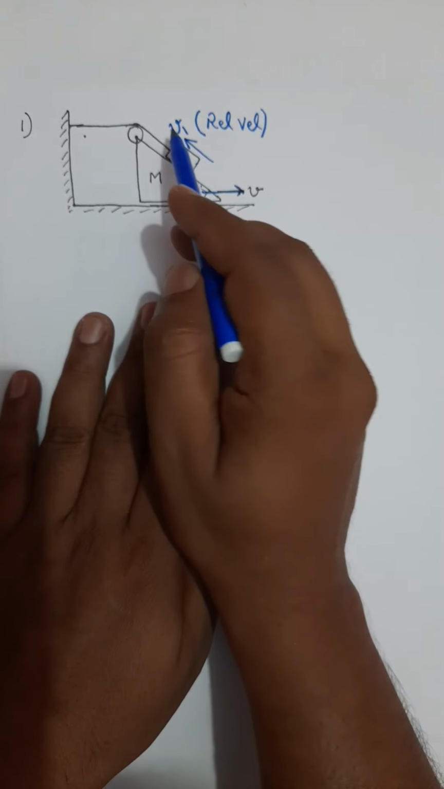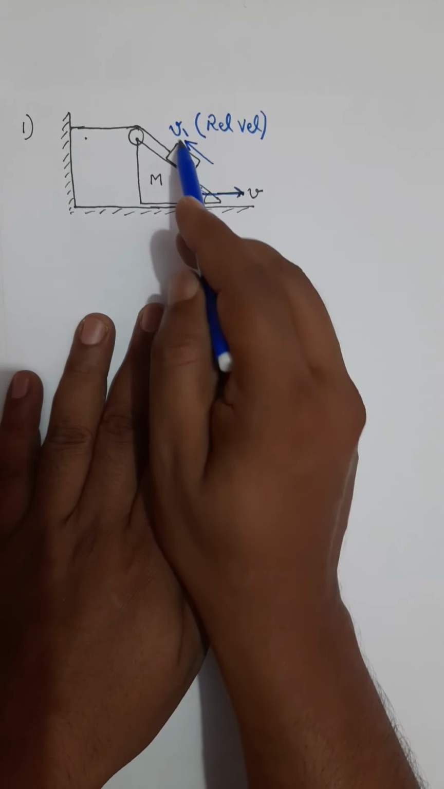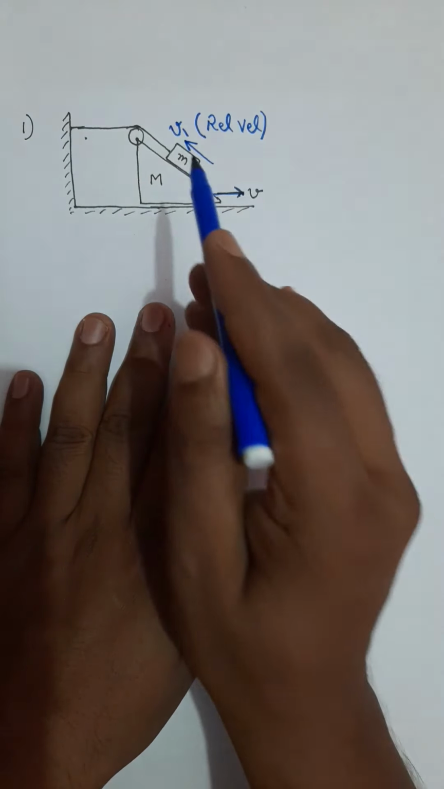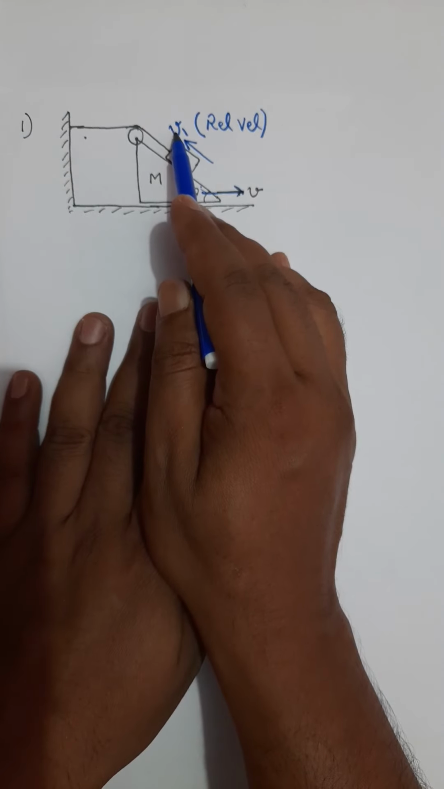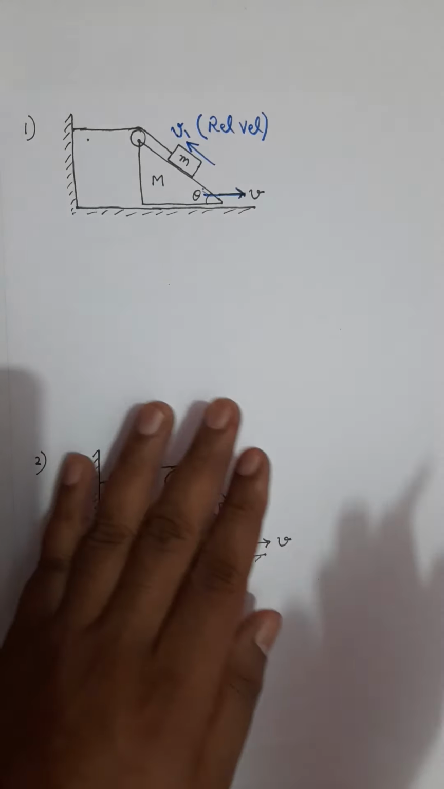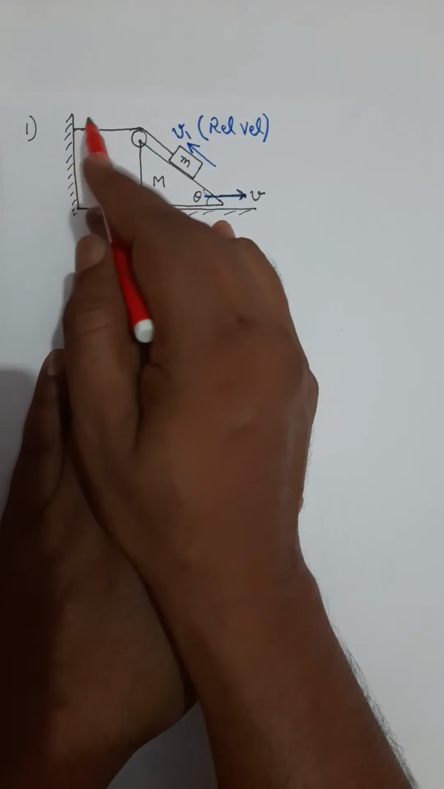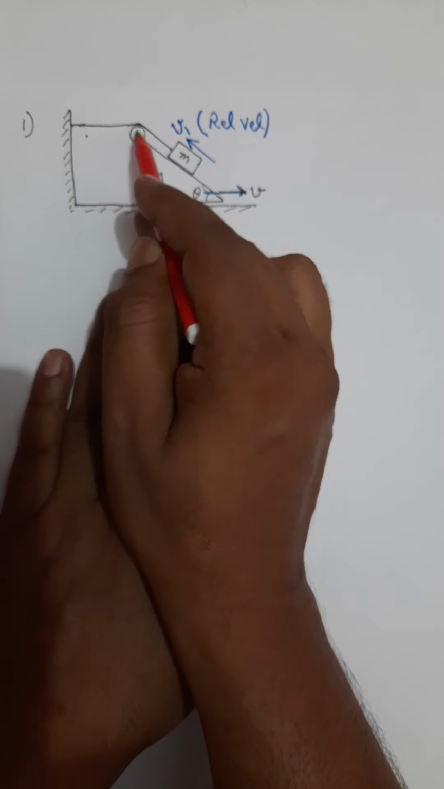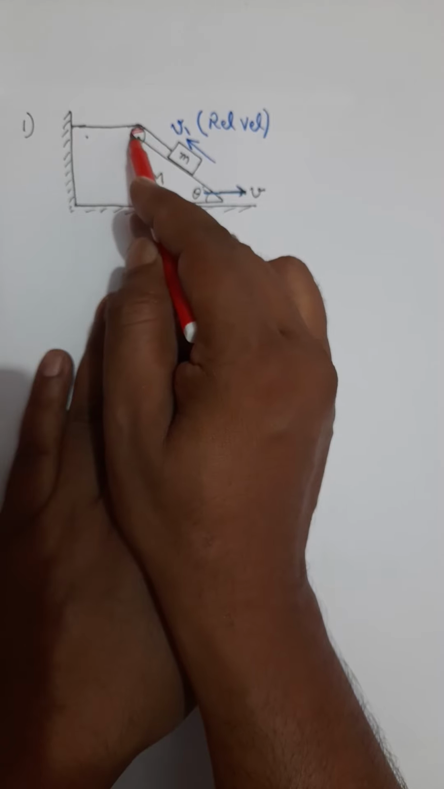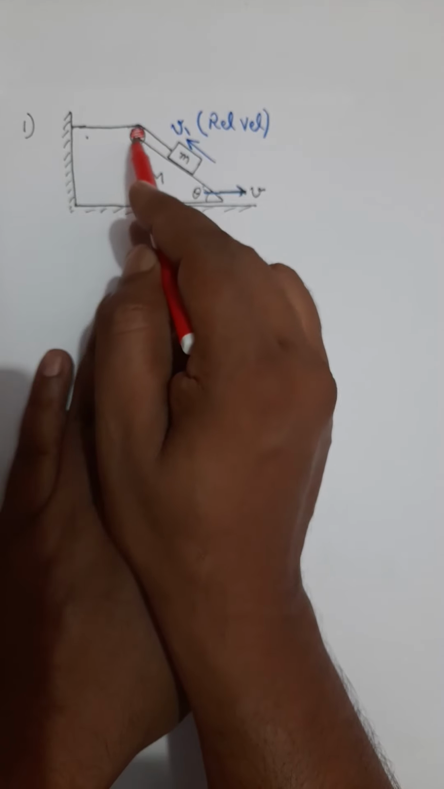And we will relate V1 with V, and that will be my constraint equation. You have to relate V1 with V. And how will we relate it? Well, it's very easy. Notice that you have a string and you have a pulley. We will use the same concept which we discussed in the previous example.